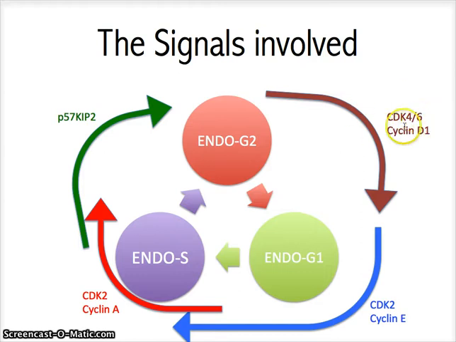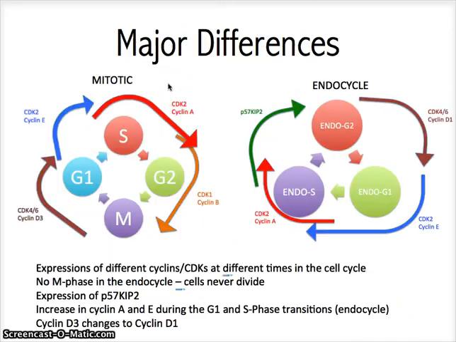You've got your CDK4 and 6 cyclin D1 now, which was previously D3. You've got this overexpression of the CDK2 cyclin E and CDK2 cyclin A complexes, basically due to this constant endo S cycle, which is always going to be just keeping on duplicating these chromosomes. And then you've got this P57 KIP2, where you previously had the CDK1 cyclin B. And that CDK1 cyclin B complex used to drive the cell into mitosis. But this is an inactivator of CDK1, which is going to stop that cell from going into mitosis.